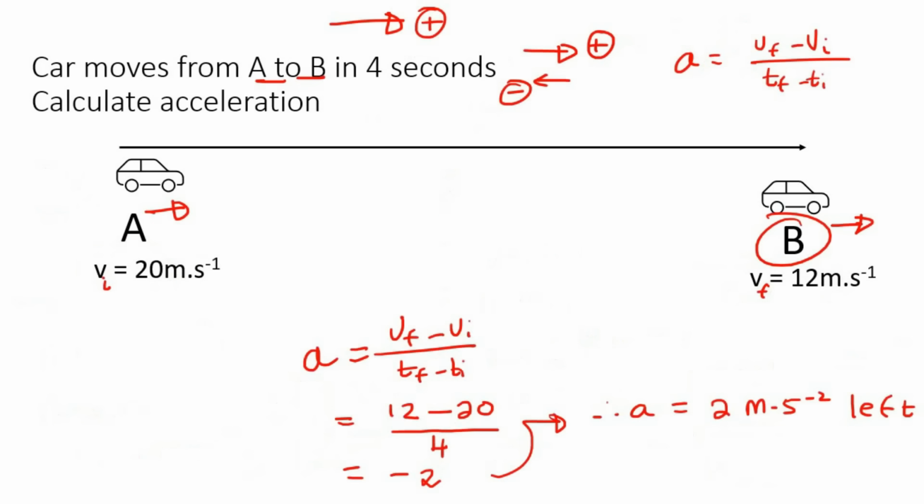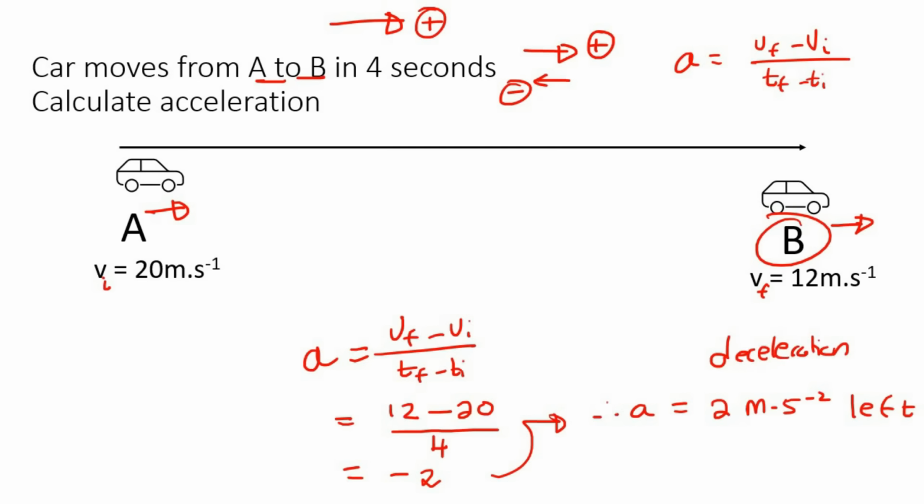Okay? When your vehicle is moving to the right, but your acceleration is to the left, that is when the vehicle would actually slow down. And here we can see this vehicle is slowing down. That is called deceleration. That is not called negative.